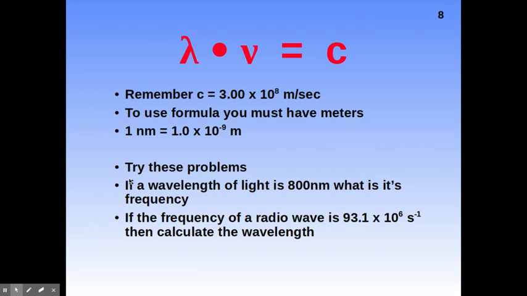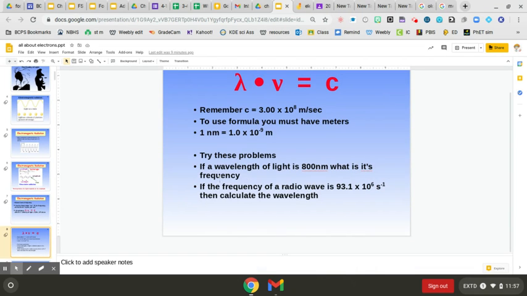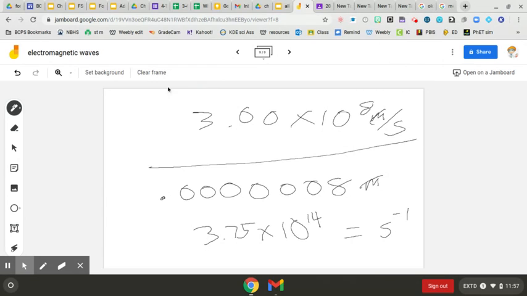So we're going to try these problems, or at least I'm going to do one of them with you. You'll do the other one by yourself in a second. So if you need to, pause this, get yourself a piece of paper and a calculator. A scientific calculator would be fantastic. And then come back and we'll do these problems together. I am just going to hit escape and pull up a Jamboard. So we're going to work on this first problem together. The wavelength of light is 800 nanometers. What is its frequency? So let me go up here to our little Jamboard.